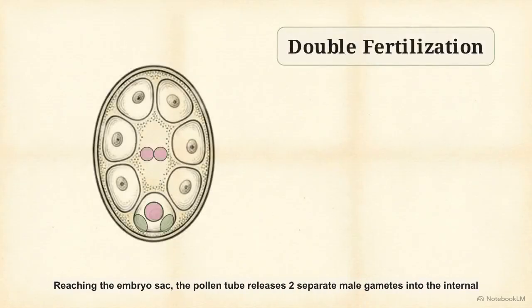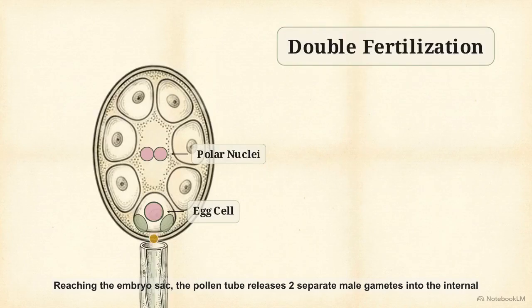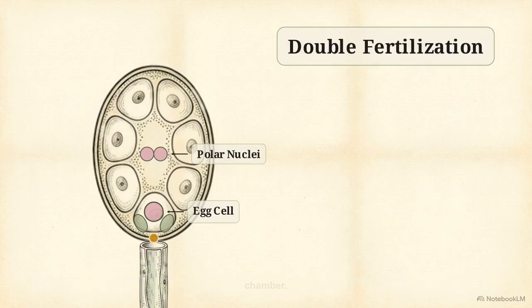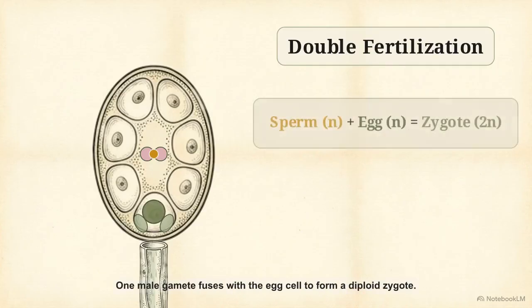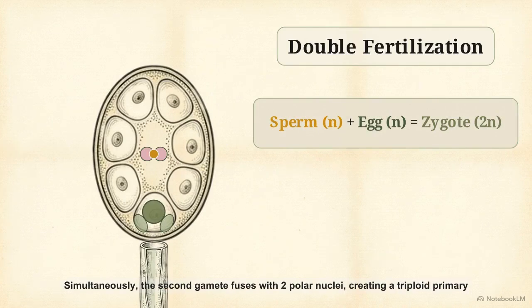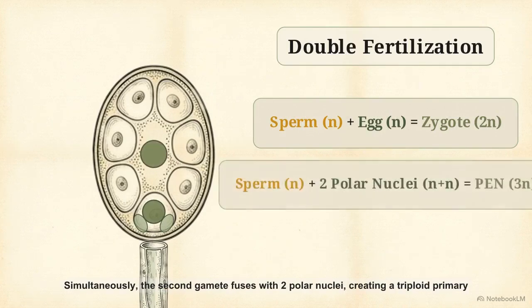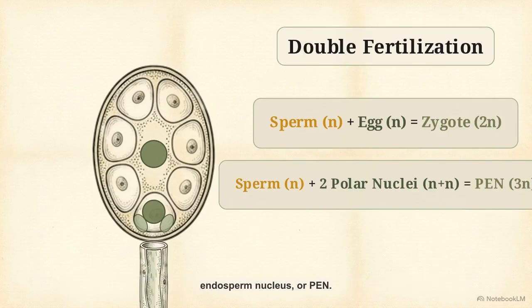Reaching the embryo sac, the pollen tube releases 2 separate male gametes into the internal chamber. The first fusion event is syngamy. 1 male gamete fuses with the egg cell to form a diploid zygote. Simultaneously, the second gamete fuses with 2 polar nuclei, creating a triploid primary endosperm nucleus, or PEN.